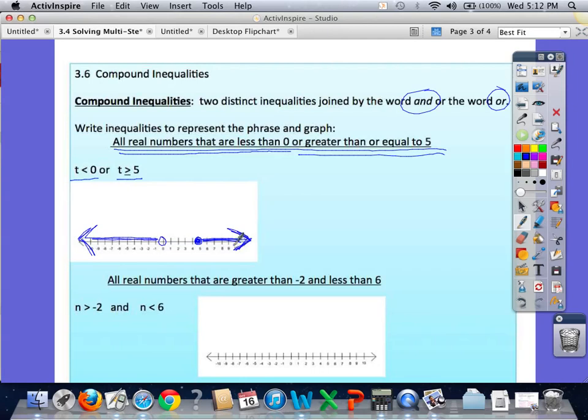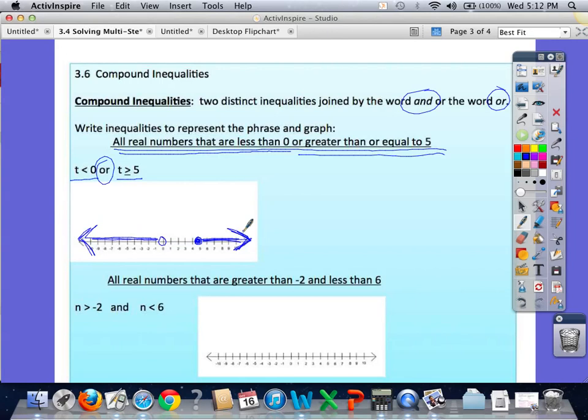Now what you'll see is when you have an "or" statement, you will have a graph where it goes in opposite directions. It never intersects. Okay? And that's kind of like a logic statement that you'll do in geometry where you can say it's raining and you have a choice of going to the movies or to a ball game. Okay? You're not going to do both. You're going to do one or the other to make that statement true. Okay, so that's what an "or" statement does. The answers are either this way or this way, but they don't intersect.